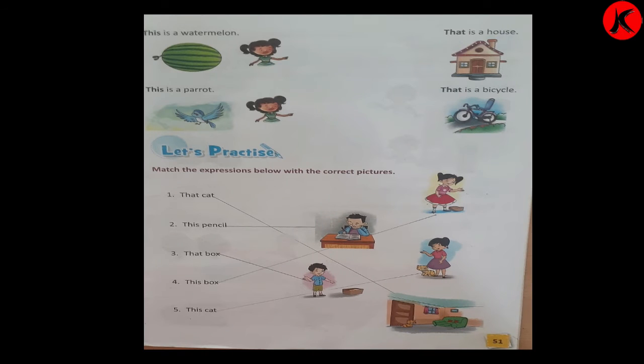Now we'll do another exercise. Now look at this picture. This is a watermelon. Now look at the girl. The girl is showing that the watermelon is this because it is near to her. Now same thing the girl is showing over here. That is a house. The picture of a house is very far from the girl. So we will say that is a house.